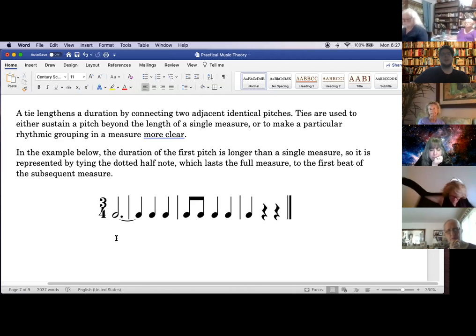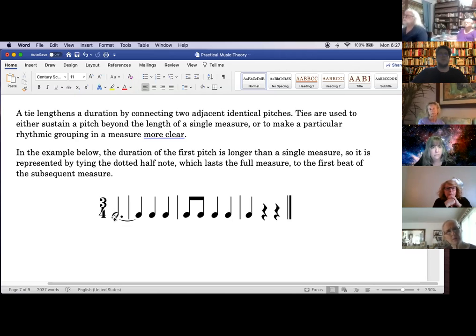So if each measure in this music has 3 beats per measure, and I need a note that lasts 4 beats, but I wrote a whole note here, you would not be able to see where the end of that note is. And in fact, that's how they wrote music down in the Renaissance. Each part would just have, if it lasted 4 beats, a whole note, and you'd count and figure it out because that's just how it was.